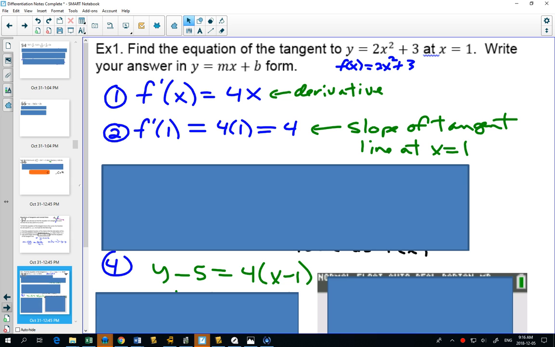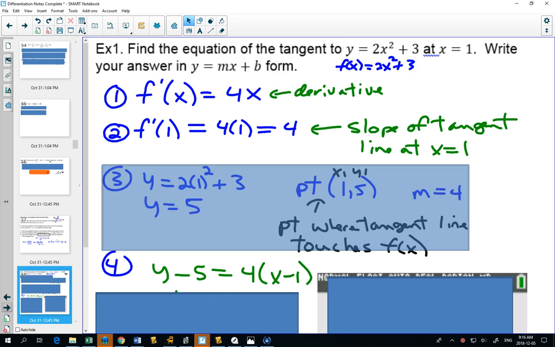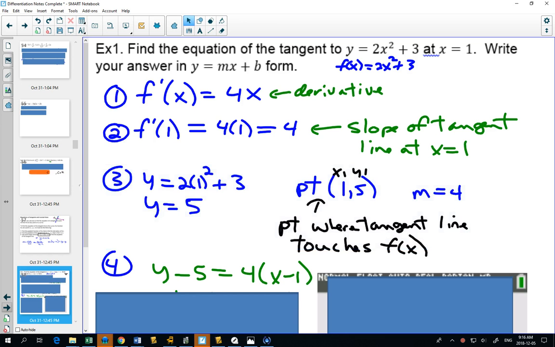And once you have a slope, we have the slope of our line, and a point. What's the point that we want to find it at? 1, comma. If I plug in 1 into my actual equation, my point is going to be 1, comma 5. And to find any equation of a line, you need those two things. You need the slope and you need the point.